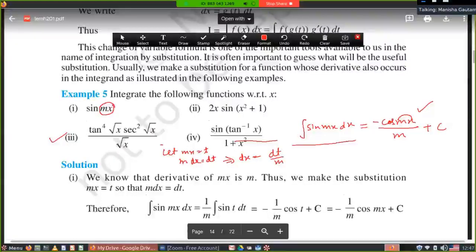Now you have to put this substitution into the integration. This is the question, integration of sin mx. It becomes sin t, since mx is t. Put t here. And what is the value of dx? dx is equal to dt upon m. So integration of 1 upon m, which is common, into sin t dt.